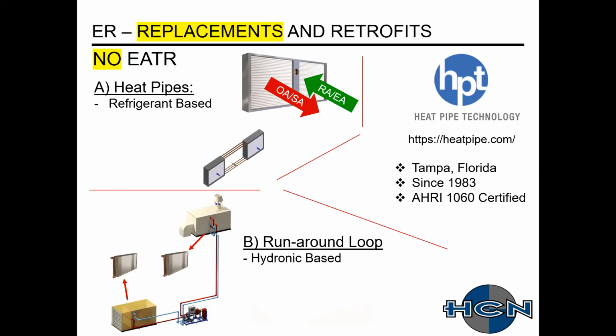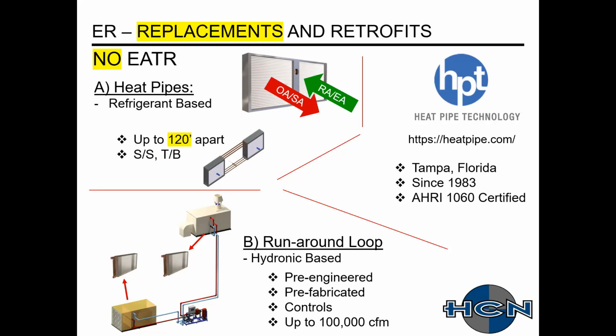The heat pipes are AHRI 1060 certified, and the heat pipes are available up to 120 feet apart, which is sort of depicted right next to it there with the 2 coils and the refrigerant pipe between them. They're also available as side by side, which is shown in the center top, and also available as top bottom.